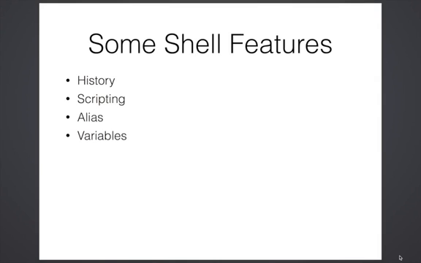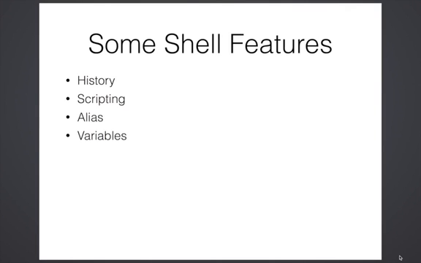So if you're working on something and you're typing very complicated commands, you don't have to remember them or type them over and over again. You can just scroll through your history list or choose one of the items from your history and run it again directly from there. All shells, even the older ones, are scriptable, which means that you can automate things with your shell.